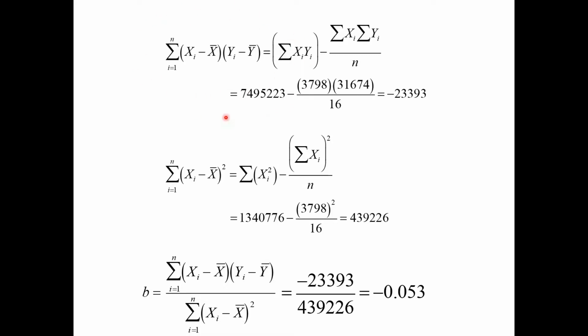So the component of the numerator has a value of minus 23,393. And the component for the denominator has a calculated value of 439,226. And we divide the numerator by the denominator, and we have a slope value of minus 0.053.